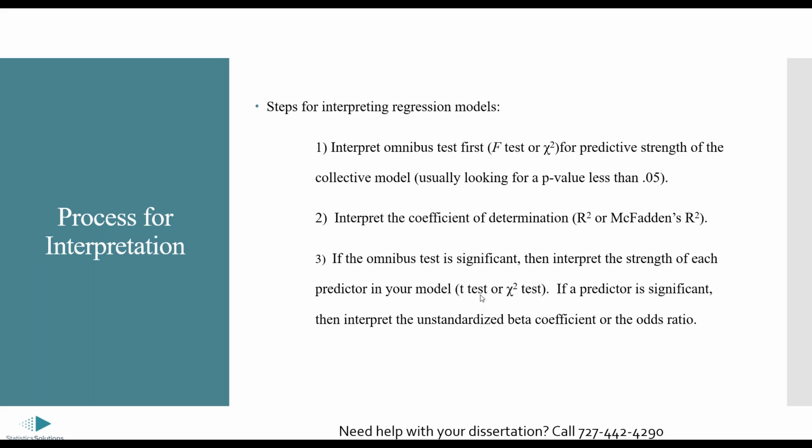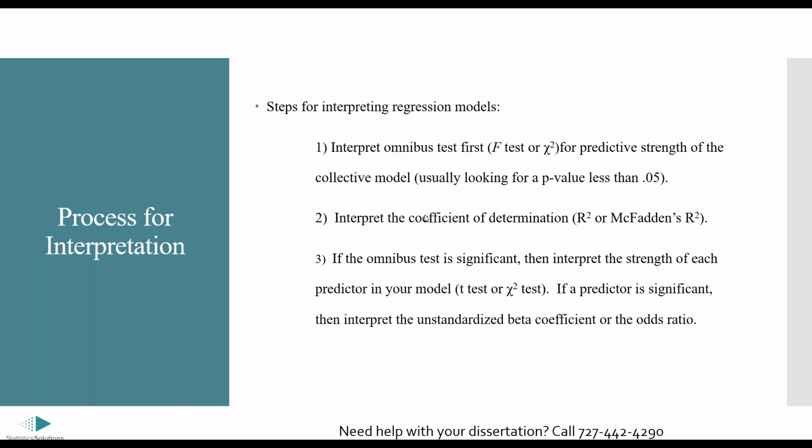So if you're doing a linear regression, you interpret a t-test. If you're doing a logistic regression, you interpret a chi-square test. And if a single predictor is significant, then you interpret the coefficients. You would interpret, for a linear regression, the unstandardized beta coefficient. And for a logistic regression, you interpret the odds ratio.